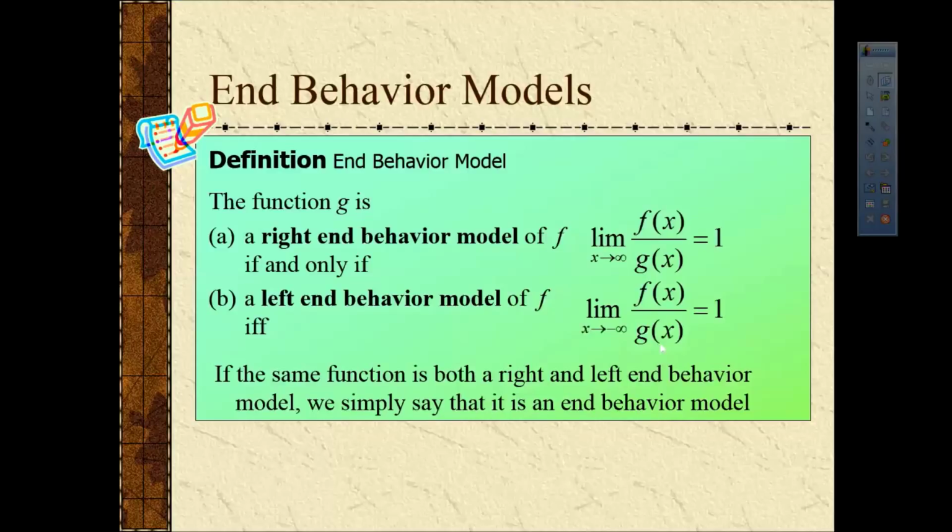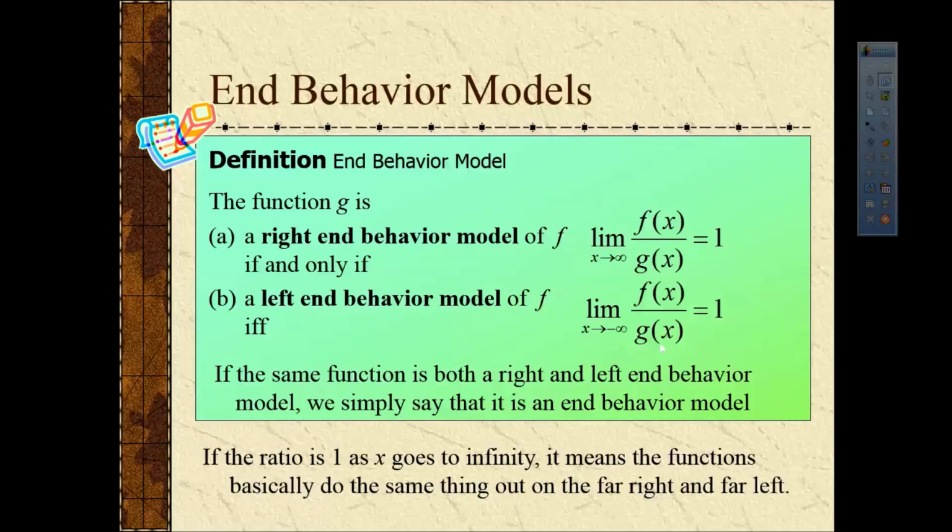Sometimes we can use the same function as a right end behavior model and a left end behavior model. In other cases, we may use one function for the right end behavior and a different function for the left end behavior. If we can use the same function for both the right and left end behavior, then we say that is an end behavior model. So if the ratio of the two functions goes to 1 as x goes to infinity, it means the functions basically do the same thing for the very far right or the very far left.